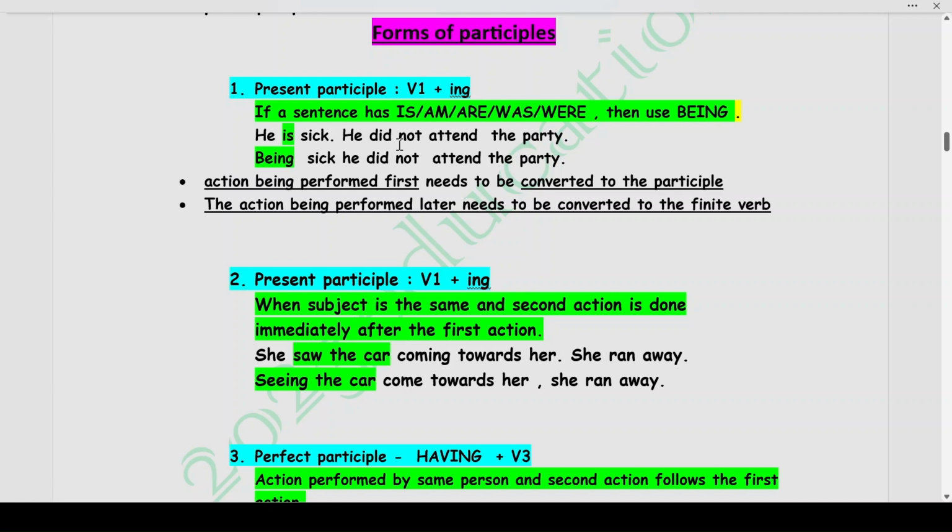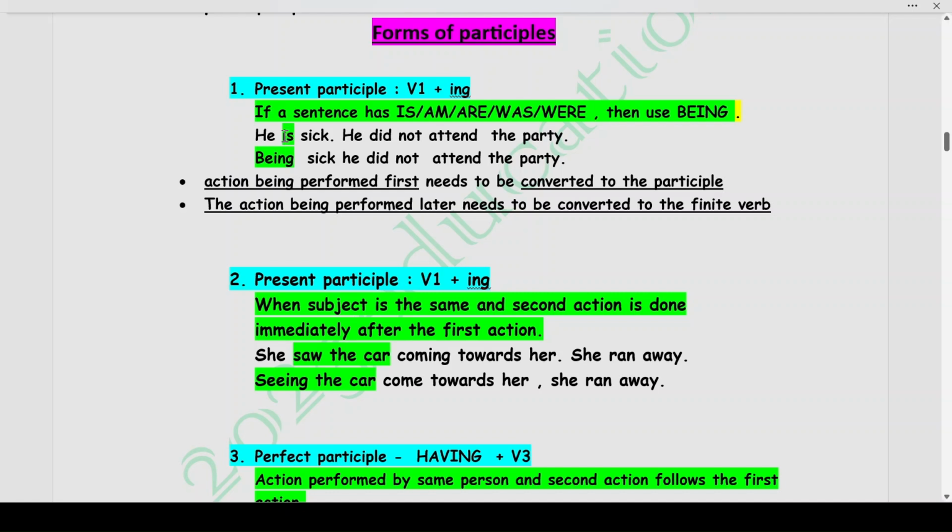Like for example, he is sick, he did not attend the party. Now, in this sentence, what are we actually doing here? There are two independent clauses. One is he is sick, and the second is he did not attend the party. Now, simple sentences are both independent clauses. That means they do not have to depend on any other clause to explain their meaning.